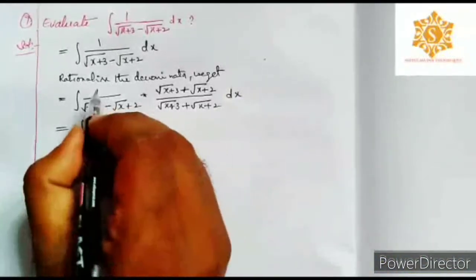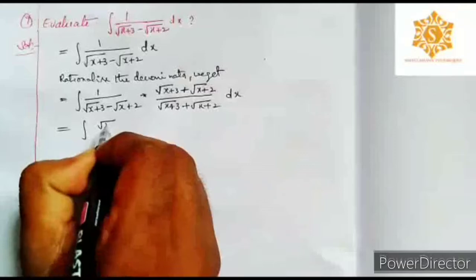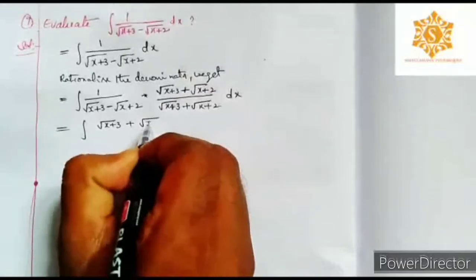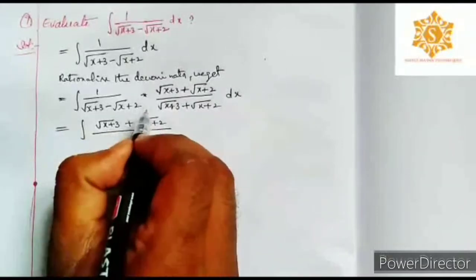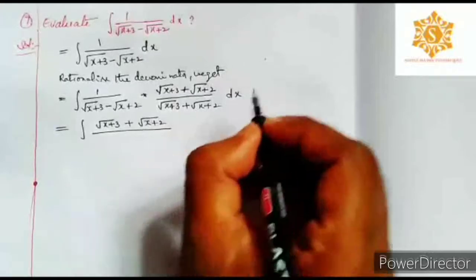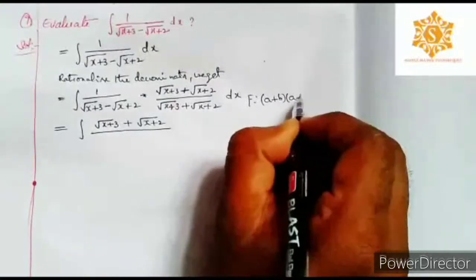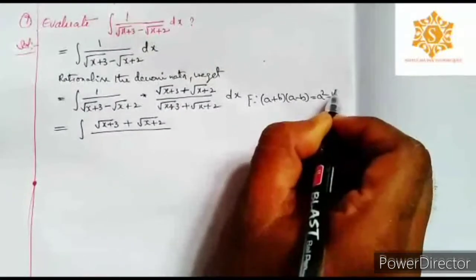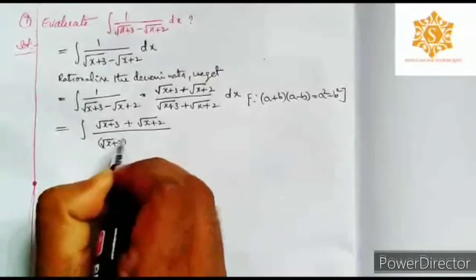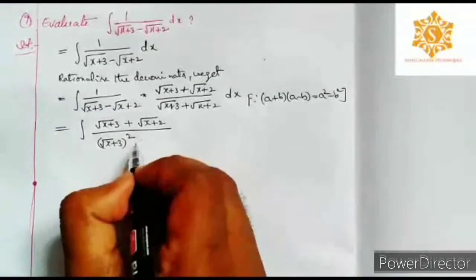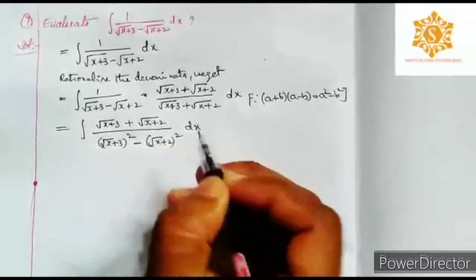So multiply the numerators. So integration of 1 into square root of x plus 3 plus square root of x plus 2, we get square root of x plus 3 plus square root of x plus 2 by. See the denominators, square root of x plus 3 minus square root of x plus 2 into square root of x plus 3 plus square root of x plus 2. So it looks like (a plus b) into (a minus b) formula, that is a square minus b square. Using this formula I can write a square, that is square root of x plus 3 whole square, minus b square, that is root of x plus 2 whole square into dx.